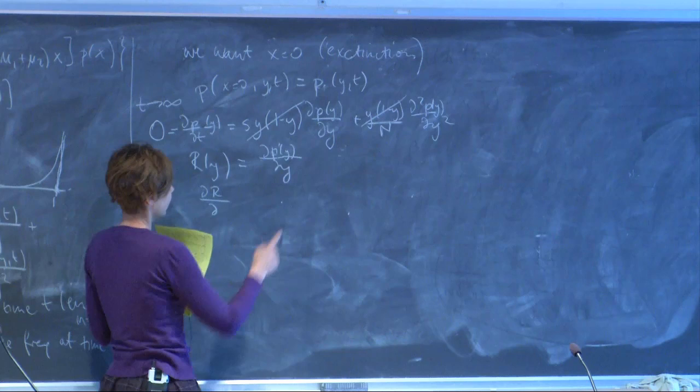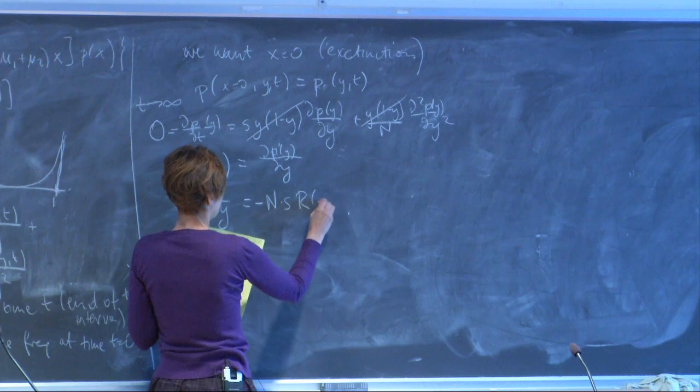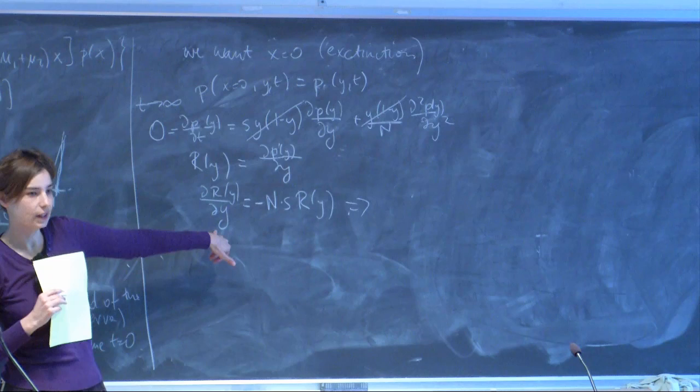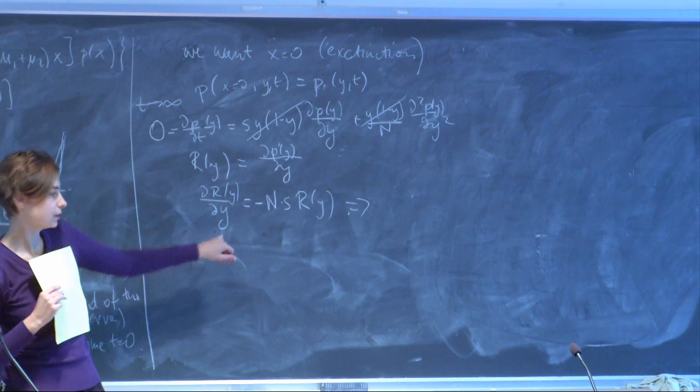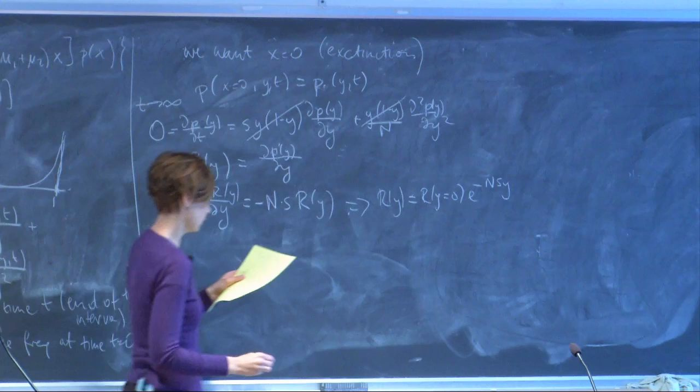Okay, so I have dR/dy equals ns with a minus sign, R of y, which is just an exponential equation, right? Everybody agrees? This is solved by an exponential? Good. So R of y equals R at 0. Okay. So now we have to unsolve that.